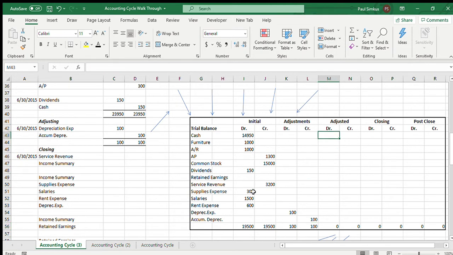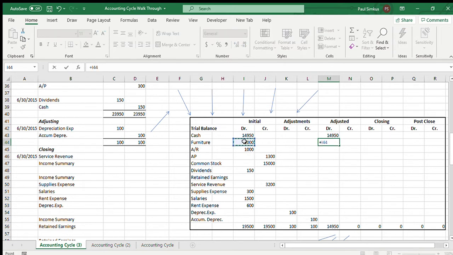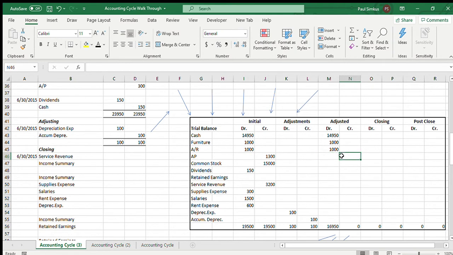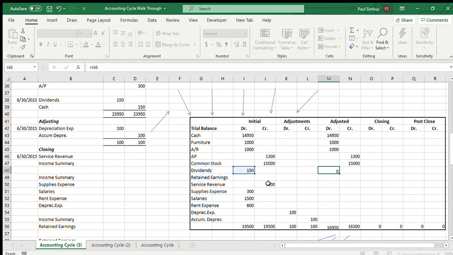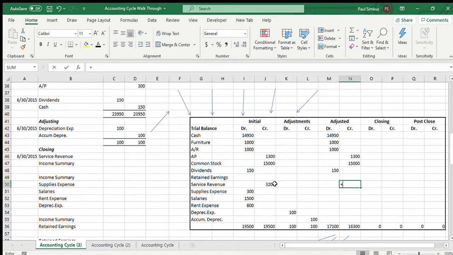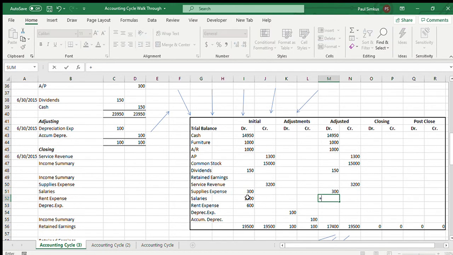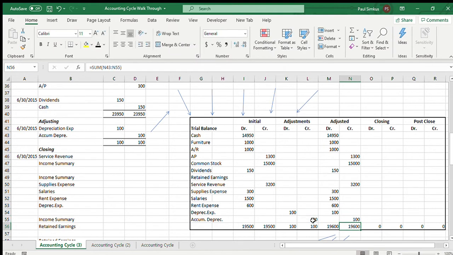So bringing these things over, adding the debits together and the credits together, I'm keeping this very simple so you can really see what's happening. Sometimes an amount would be adjusted here, in which case that balance would not be the same. No adjustments on these accounts. Okay, we now have depreciation expense, that's new. And we have accumulated depreciation credit, that's new.